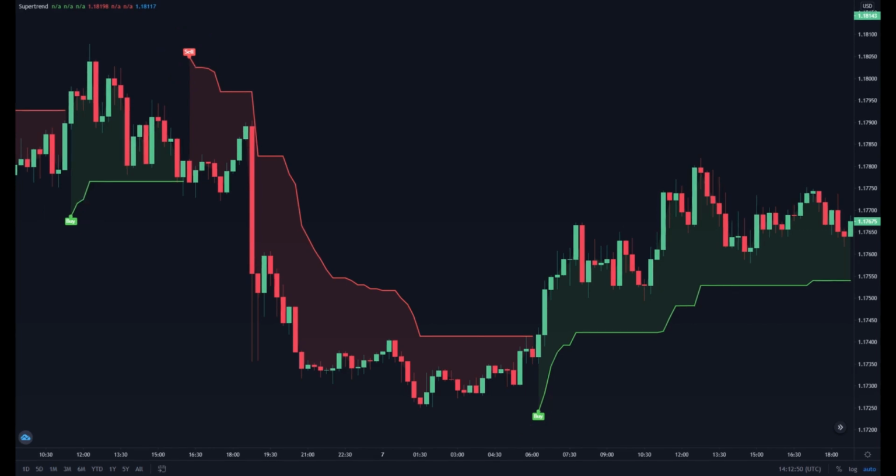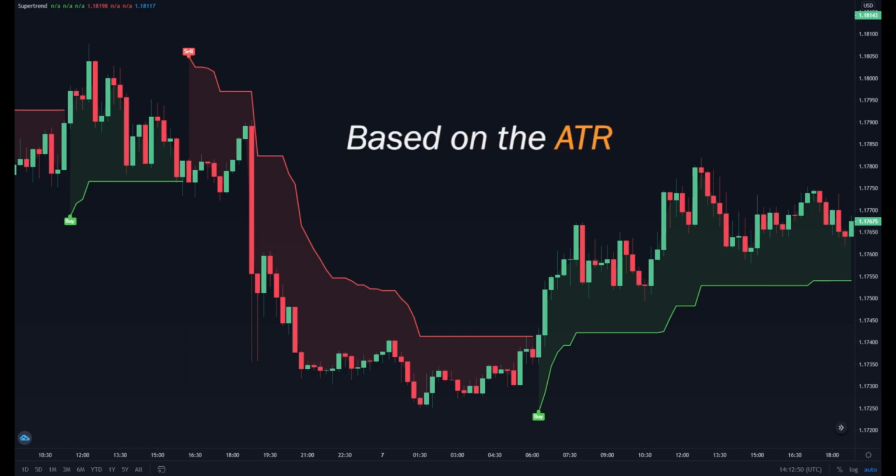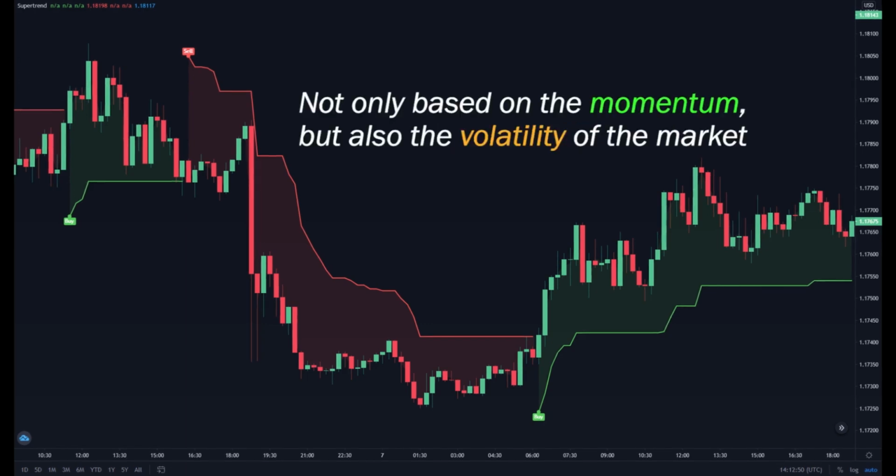So a good thing about this indicator is that not only is it very simple to use, but it's also a very good indicator because the super trend is based on the ATR. So that means the indicator generates signals not only based on the momentum, but also the current volatility of the market.